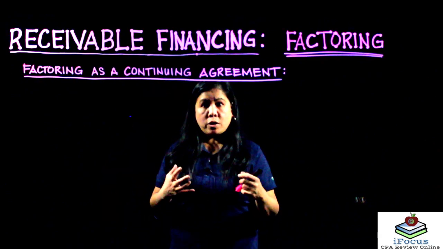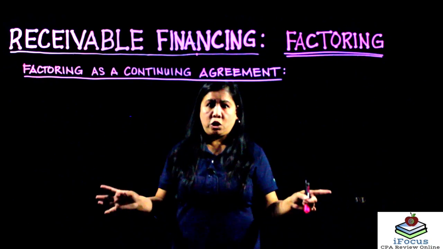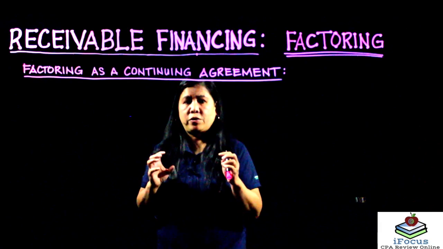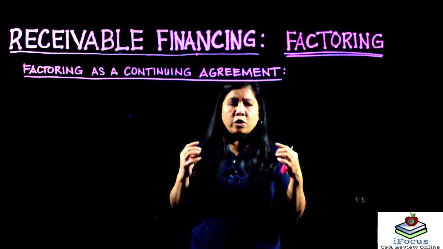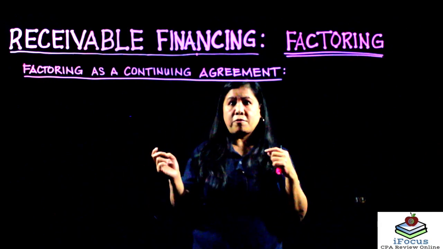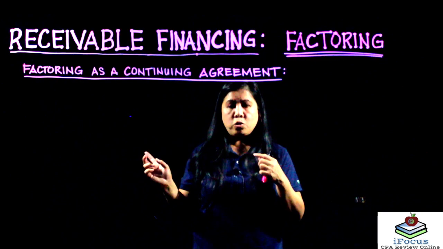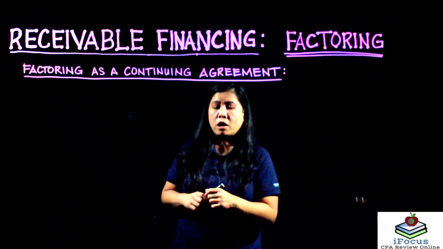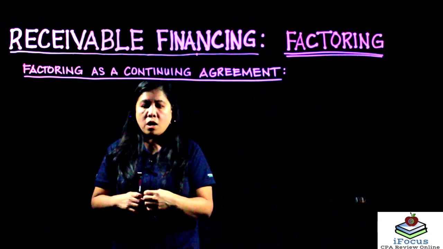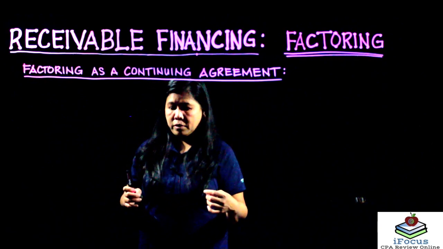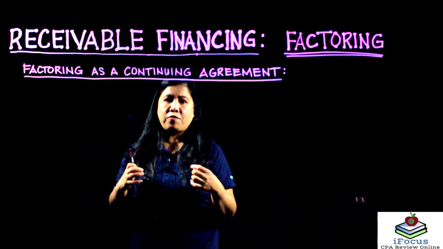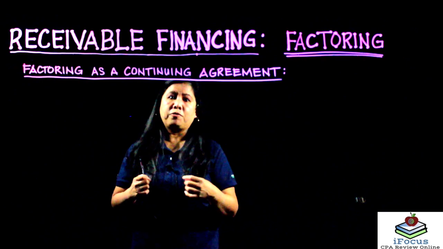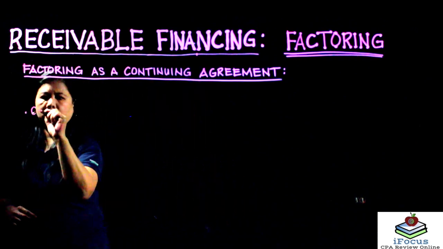How are we going to account for this factor as a continuing agreement? There are two things that you have to consider on this factoring as a continuing agreement. Ano itong dalawang charge ng factor? Si bangko, yung bumibili ng ating accounts receivable. And these are the commission or the factoring fee. And the other one is the factor's holdback, or also we call it receivable from factor. All right?